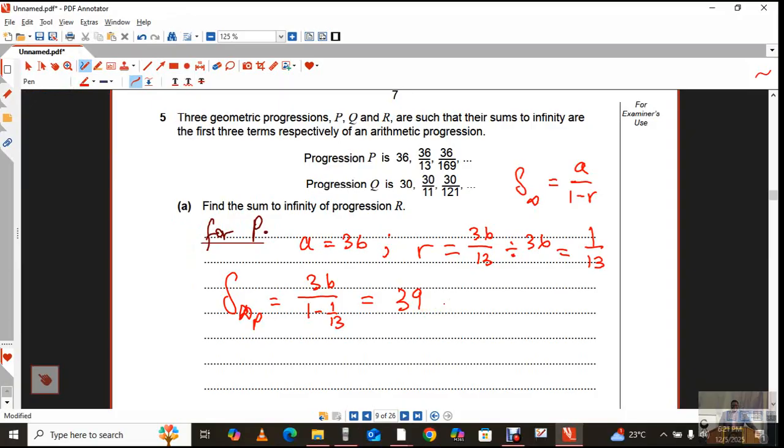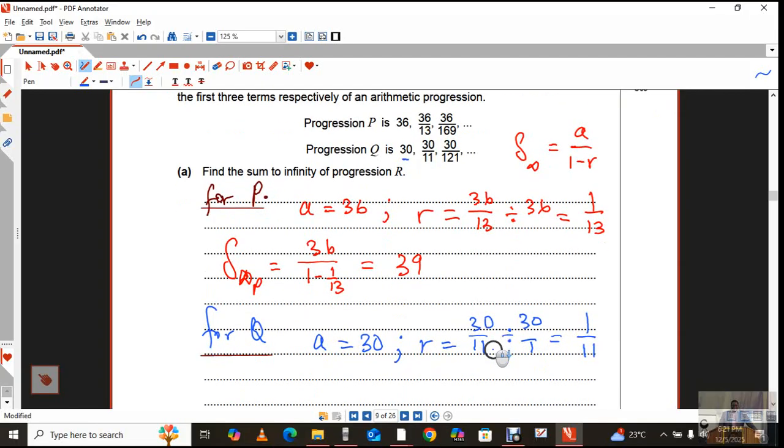That is for P. So let's do the same thing for Q. For Q, the A value, because we're still working with sum to infinity, right? A is equal to 30 here. R will be, let's take the second term, which is 30 over 11. Let's divide it by the first term, which is 30. And if you do so, the 30s will cancel, leaving you with 1 over 11. Okay, AS level student, I expect you to be able to do that.